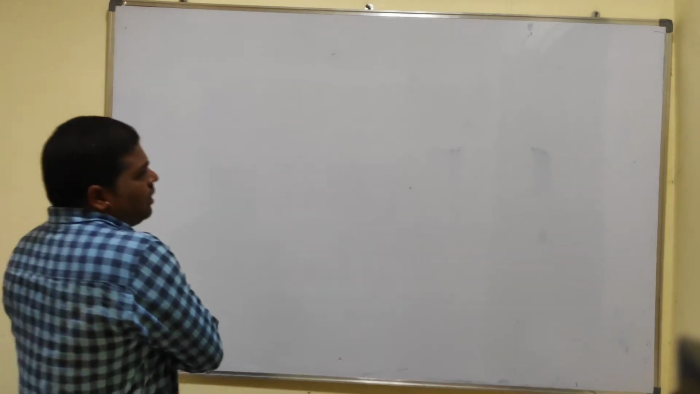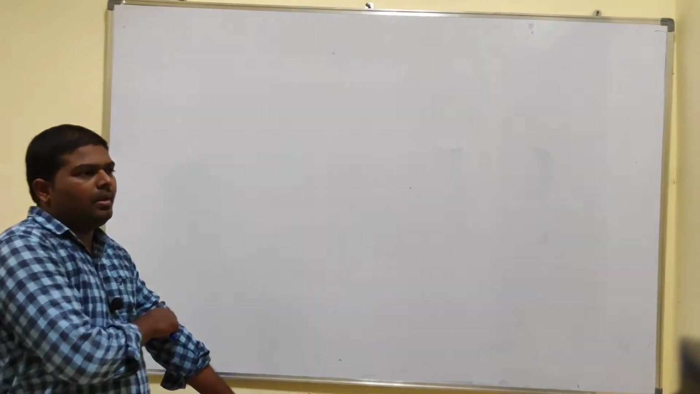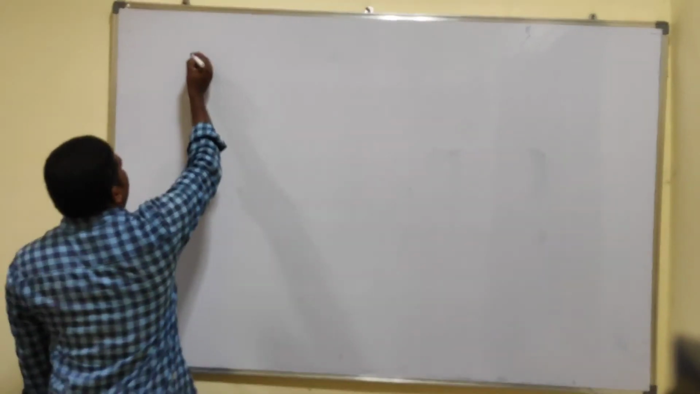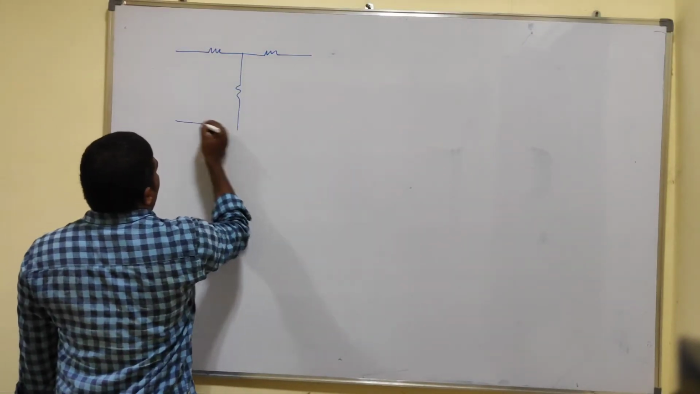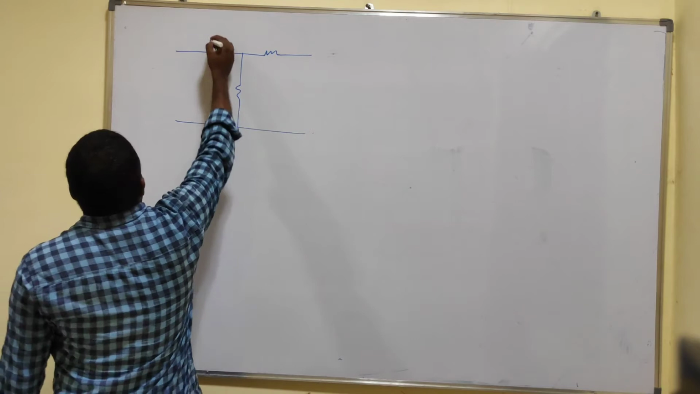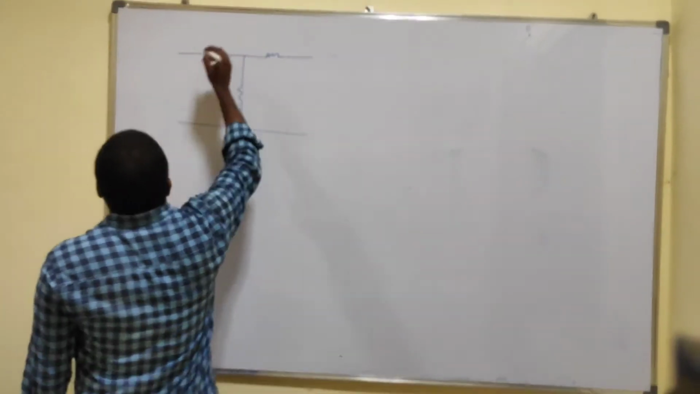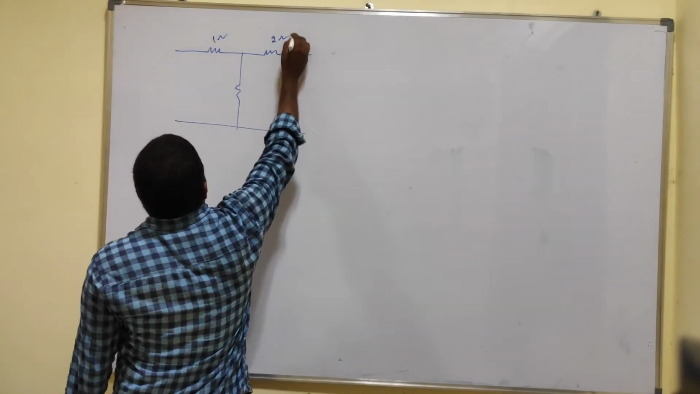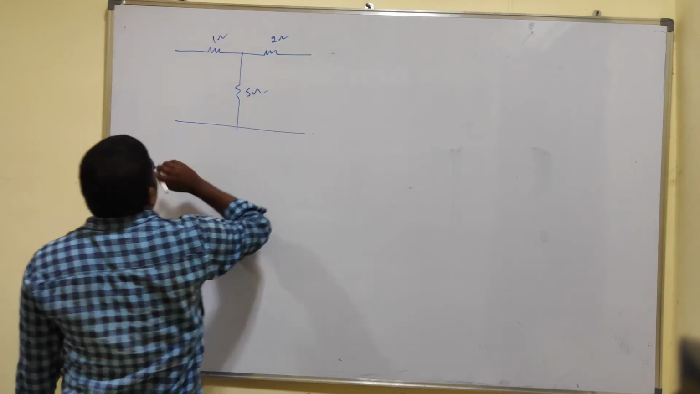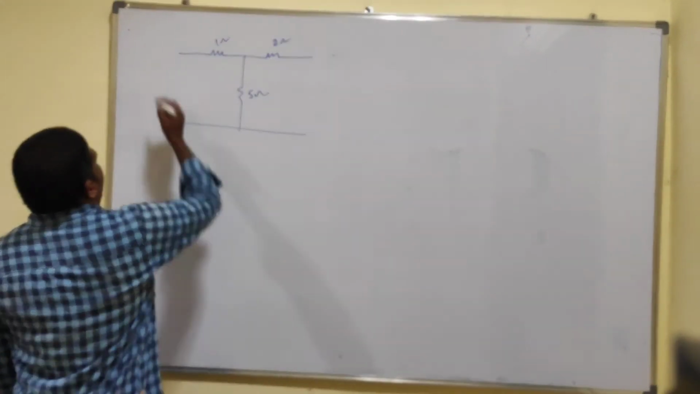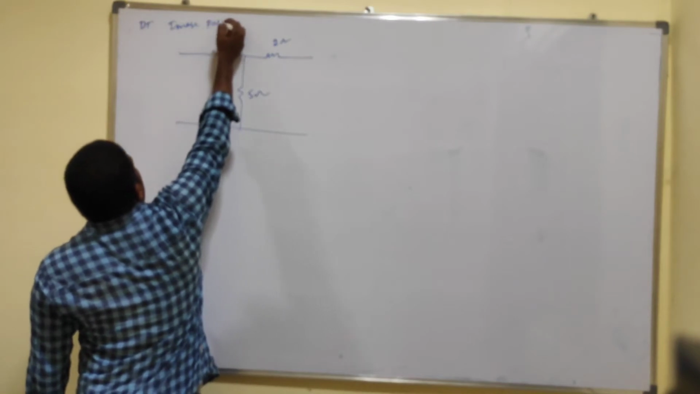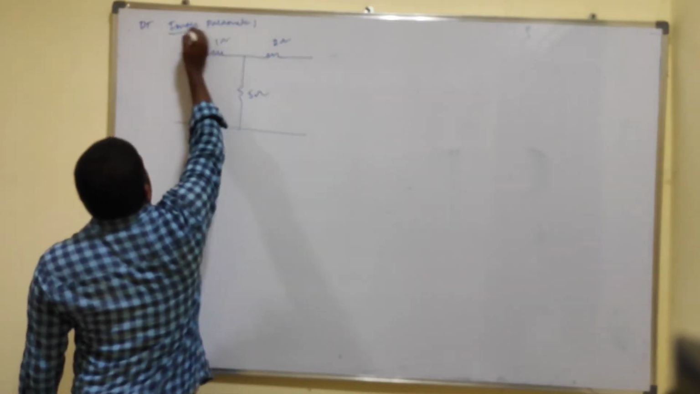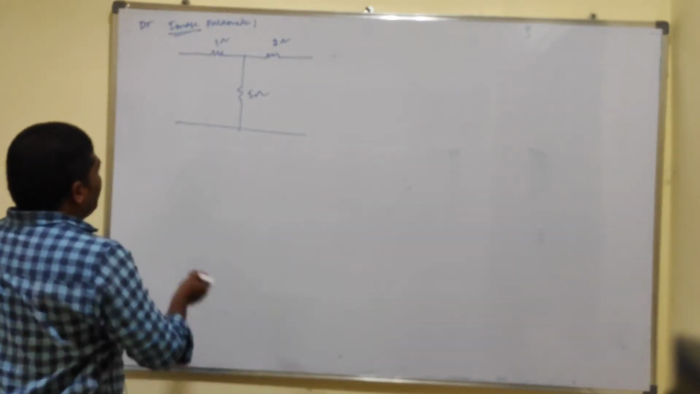So next, problems on image parameters. The first problem here: we have 1 ohm, 2 ohm and 5 ohm. Determine the image parameters. Already we know the formula.